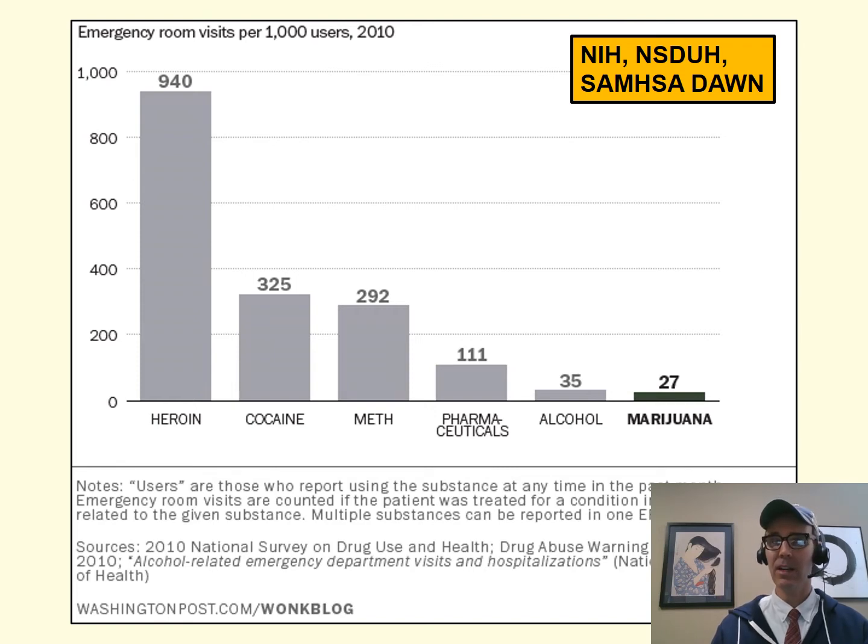There are far larger numbers of people who use these other drugs, especially alcohol and marijuana, but for every 1,000 users of alcohol, we only expect about 35 of them to show up in the hospital, and a slightly smaller number even for marijuana. So scaling the data in this way per 1,000 users, for instance, is helpful in correcting, I think, that mistaken impression which you might otherwise get if you just looked at the DAWN data.